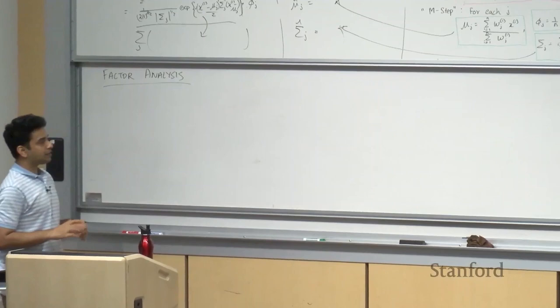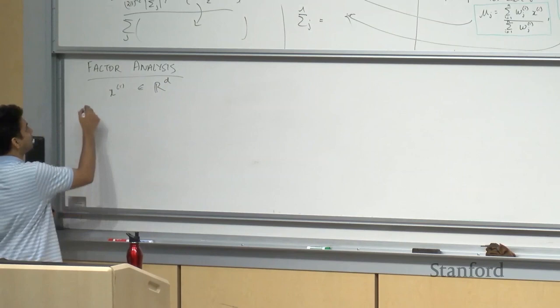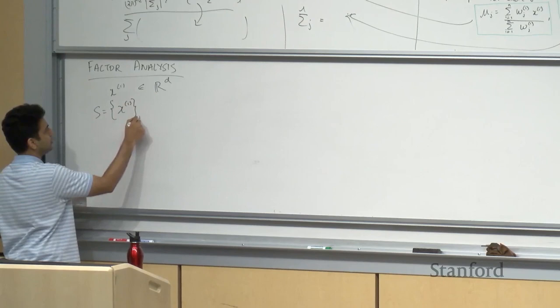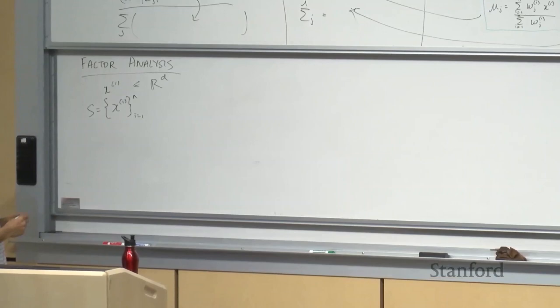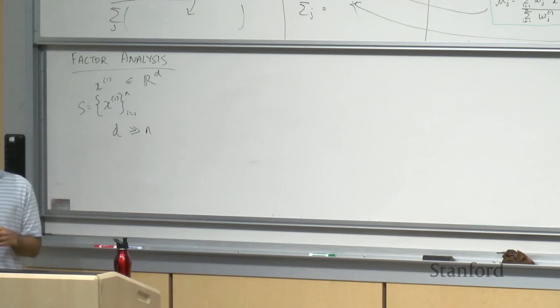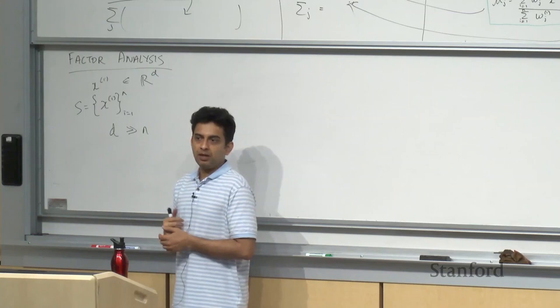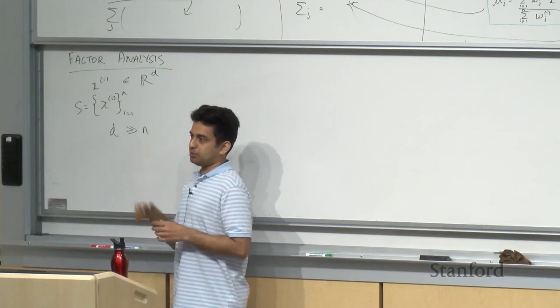In factor analysis, we have x_i belonging to R^d, and we are given a collection x_i, i equals 1 to n. And now we are interested in the situation where d is much bigger than n. In most of the common scenarios that we encounter, the number of examples will generally be much bigger than the dimension of the data. But there can be situations where the dimension of the data is much bigger than the number of examples that we have.